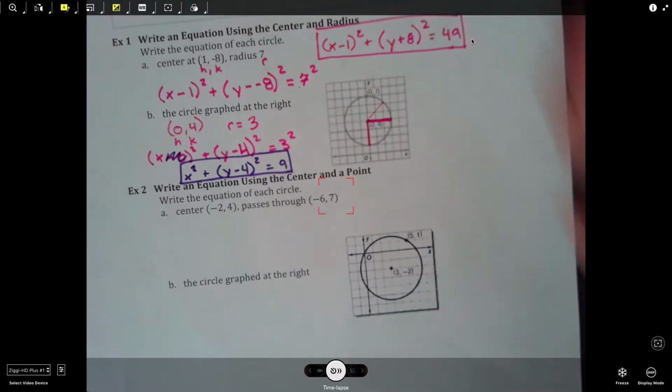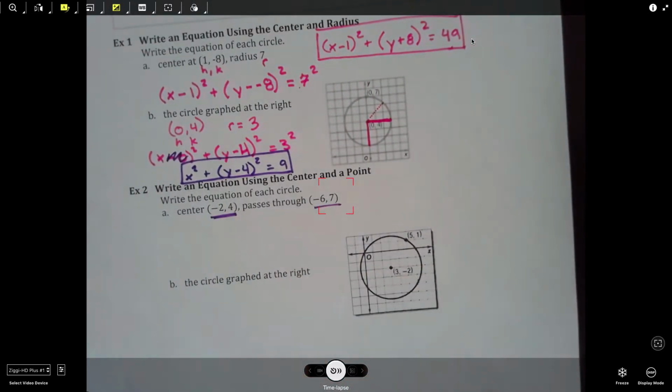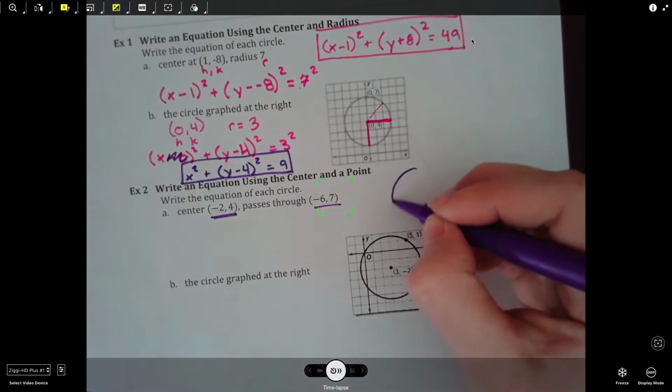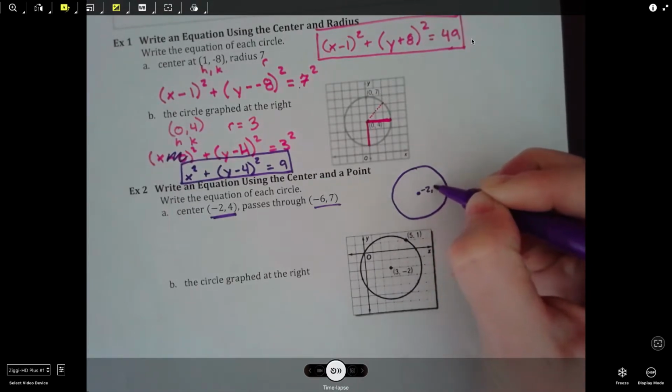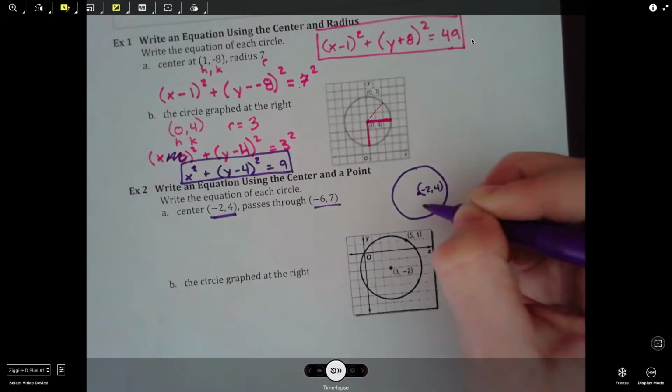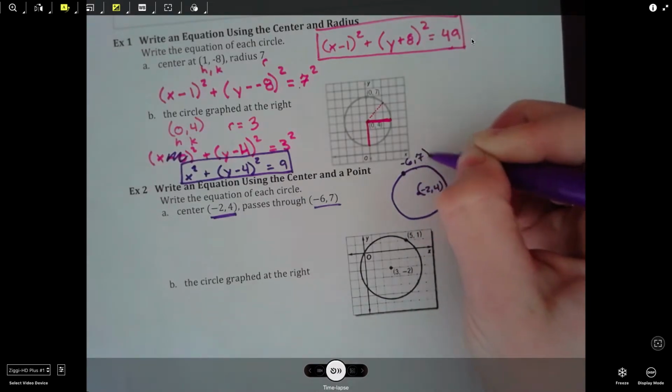So they give us that the center is here, but then they said it passes through a point negative 6, 7. Okay. So that means this center right here is at negative 2, 4, and negative 6, comma 7. Let's say this point right here, negative 6, comma 7, looks something like that, all right?